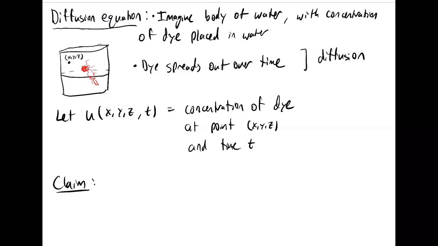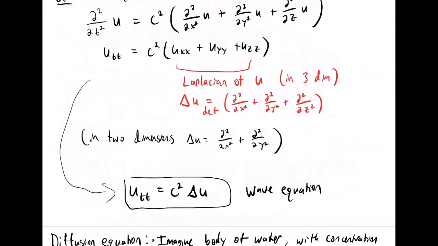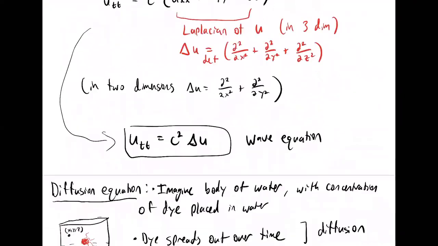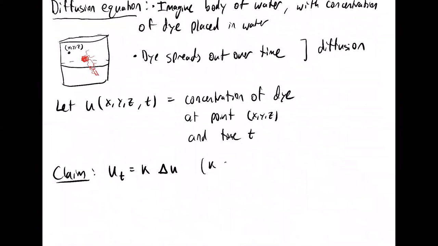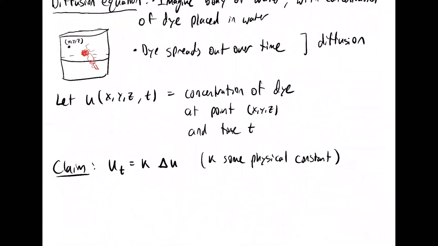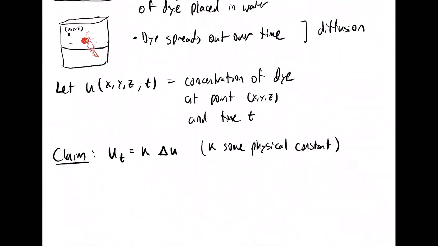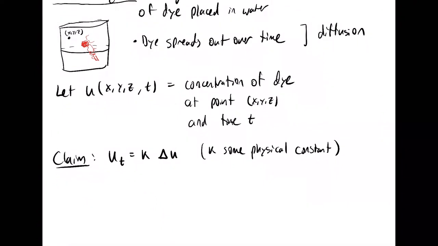And so the claim is that I can describe this phenomenon with the following equation. If I take the first derivative of u with respect to t, then this is equal to some constant k times the Laplacian of u, where the Laplacian of u involves all these second order derivatives as we defined up here. Here k is just some physical constant, related to the properties of the dye or the properties of the liquid and the container and things like that. There are some scenarios in application where this constant k is actually a function and not a constant. We're just going to consider the case where it's a constant to simplify things a little bit for now.